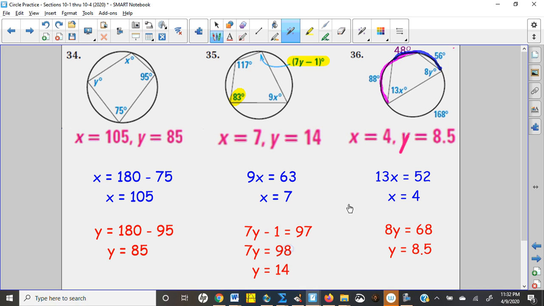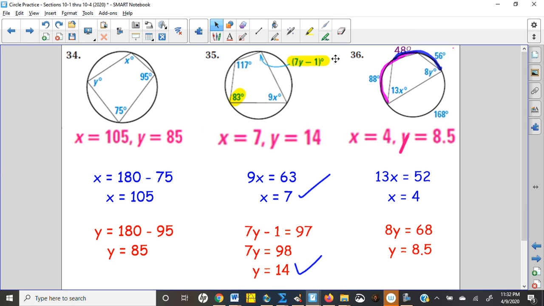Likewise, you could either add 9x plus 117 and set that equal to 180, or you could take 117 away from 180 due to the supplemental relationship and set 9x equal to 63, but that's where those guys come from. Number 36 has enough going on that we probably want to take a closer look at it.